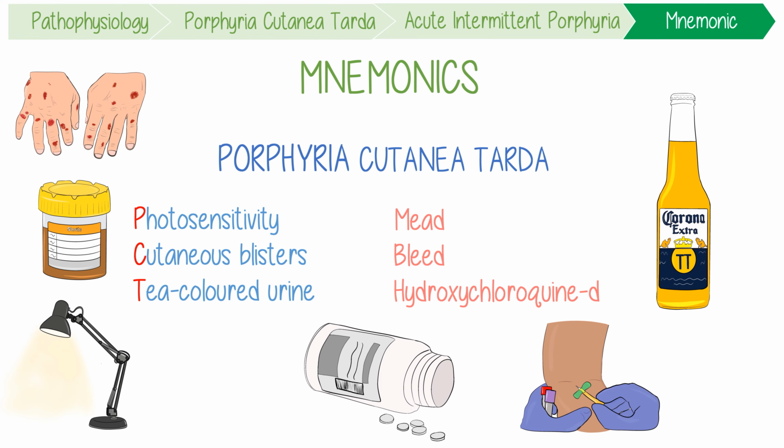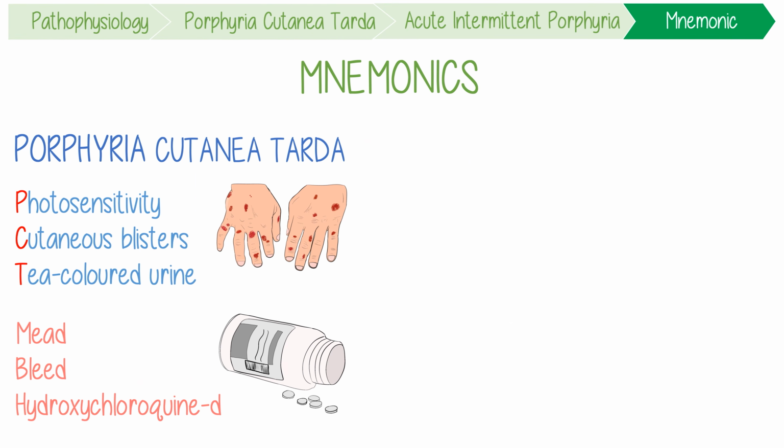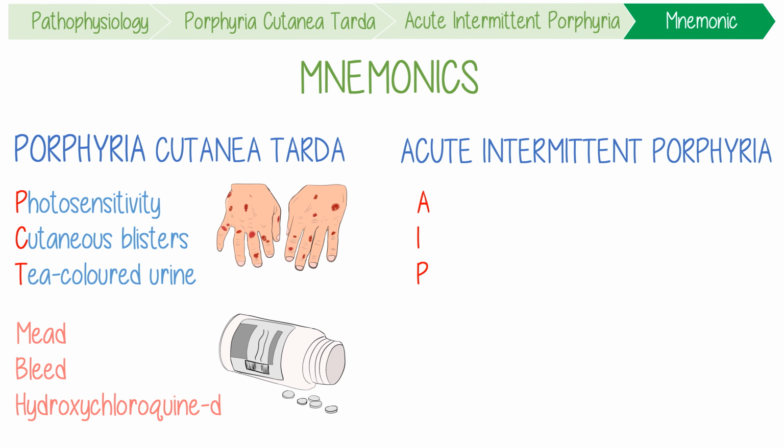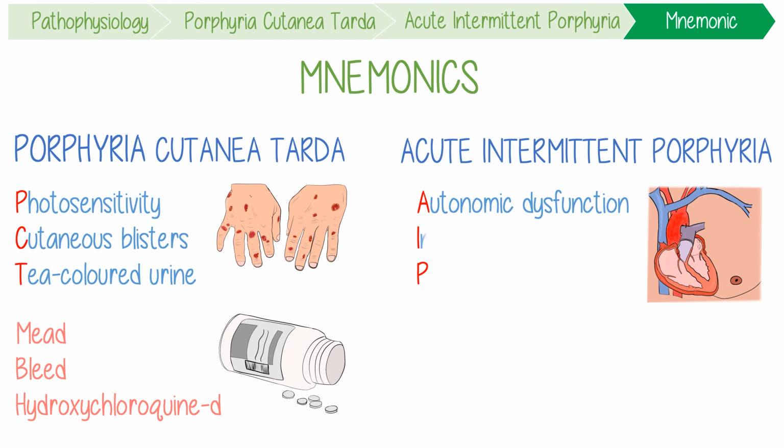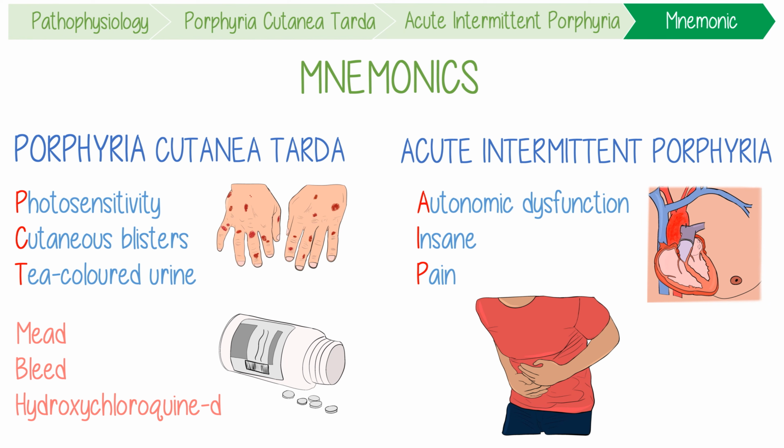This is a reminder that alcohol cessation is important because drinking is a trigger, and venipuncture and hydroxychloroquine can help reduce porphyrin levels. On the other hand, the classic triad of acute intermittent porphyria, or AIP, is conveniently also a mnemonic itself. The main symptoms and signs include autonomic dysfunction, insane psychotic features, and pain, specifically in the abdomen.